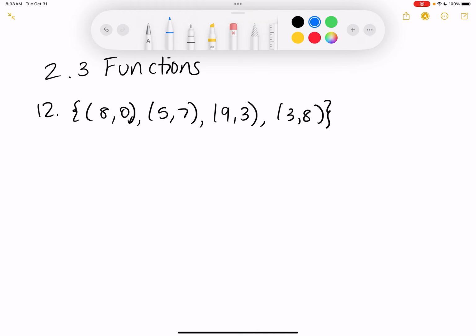All right, so then we have this relation, and we're going to see if it defines a function. If any x values get repeated, then it is not a function.